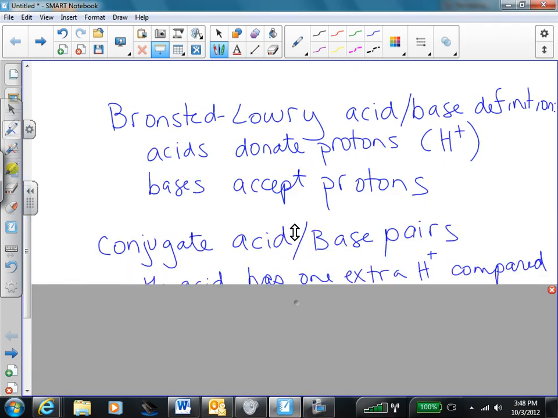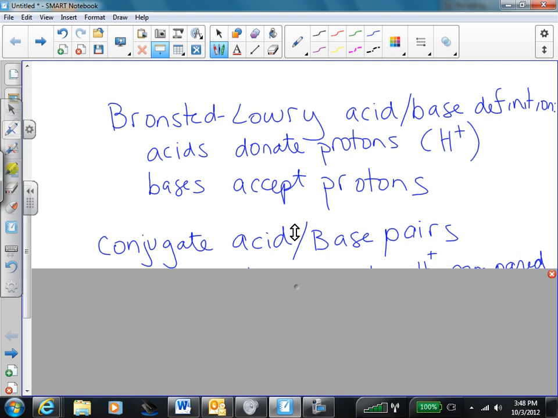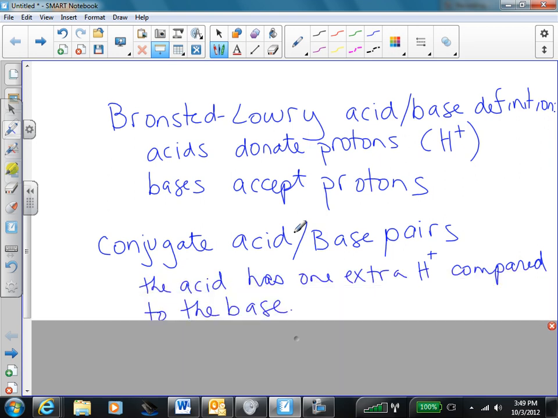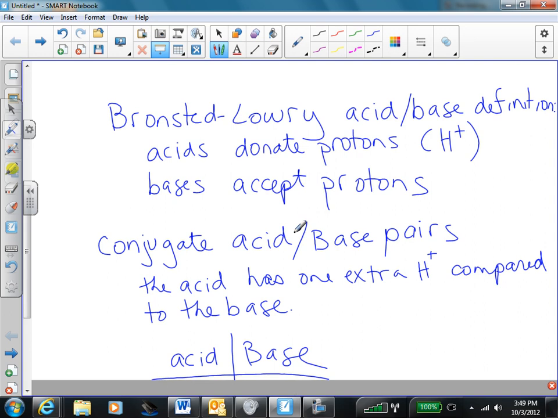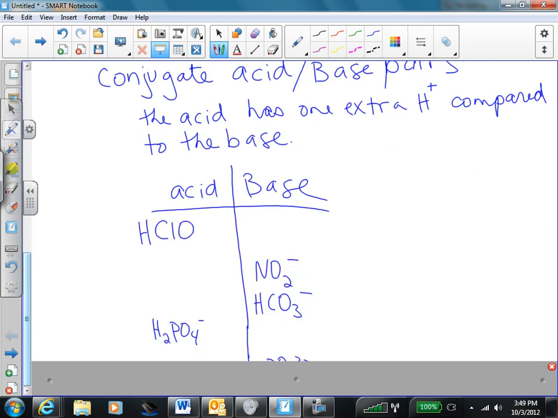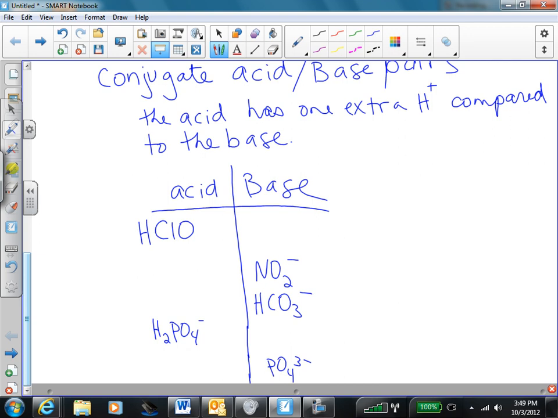This leads to the concept of a conjugate acid-base pair. We only talk about conjugate acid-base pairs with regard to Bronsted-Lowry acids and bases. So the acid of a conjugate acid-base pair has one extra H+ compared to the base. So I've got a little chart here. And I'm going to work the first few problems with you, and then I'm going to have you pause and see if you can figure out how to fill in the rest.